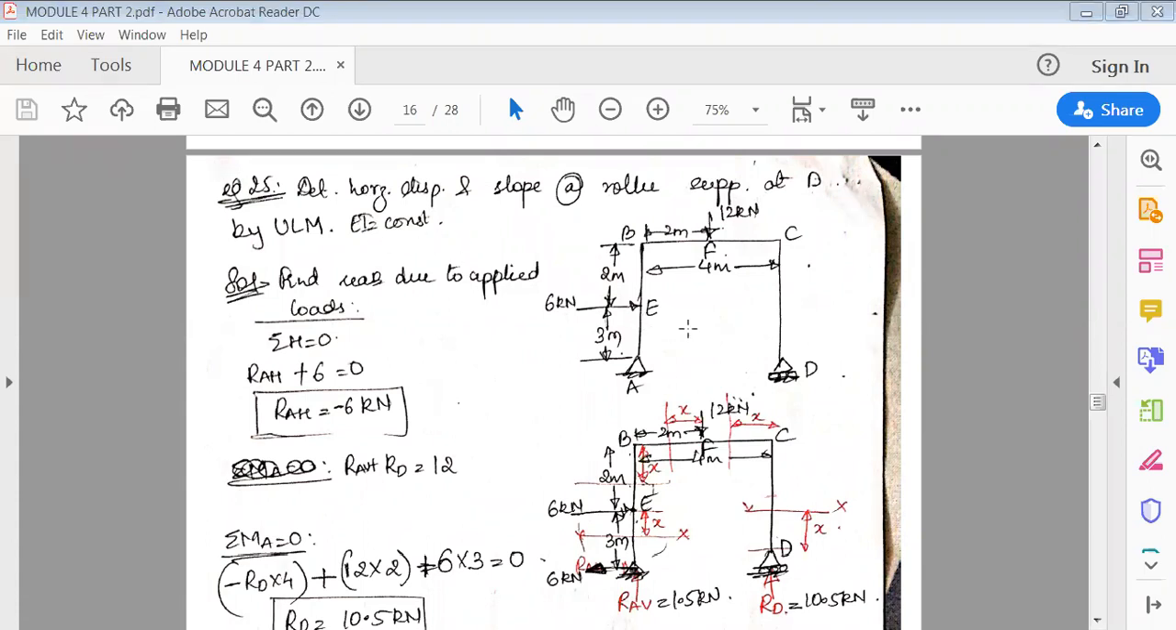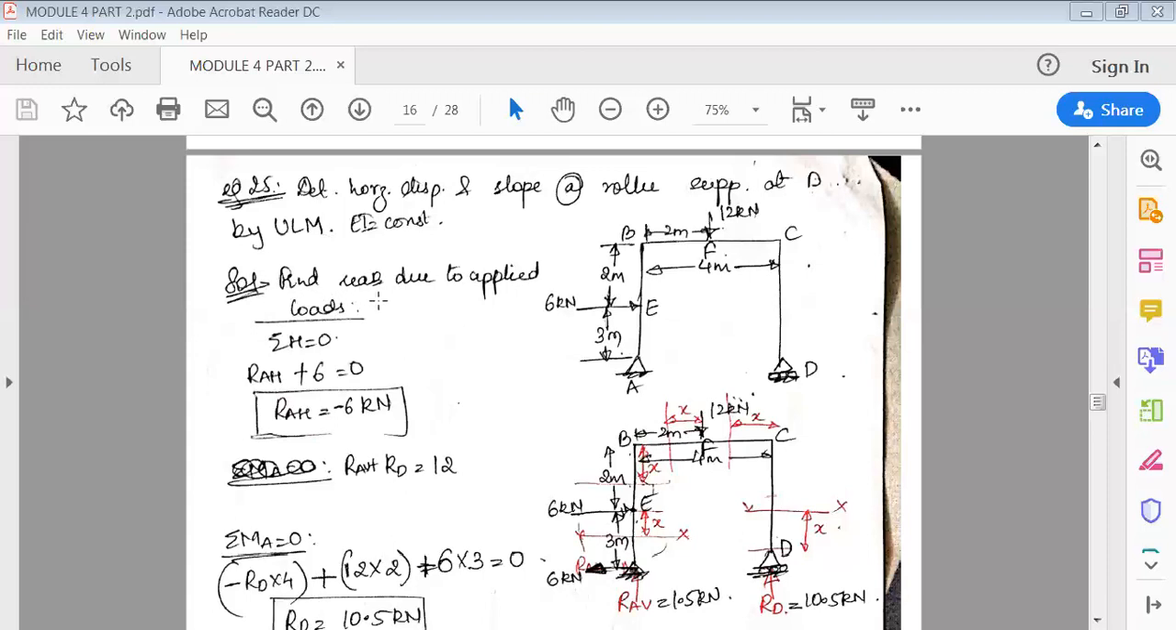As usual, first, here they have given you two loads, 6 kilonewton and 12 kilonewton. But they've asked you to find displacement at D, and at D there is no load. Because there is no load, you have to artificially induce a 1 kilonewton load. Why 1 kilonewton? Because you're solving it by the unit load method. Unit load method means wherever they ask you to find the slope or displacement, at that point you have to induce the load.